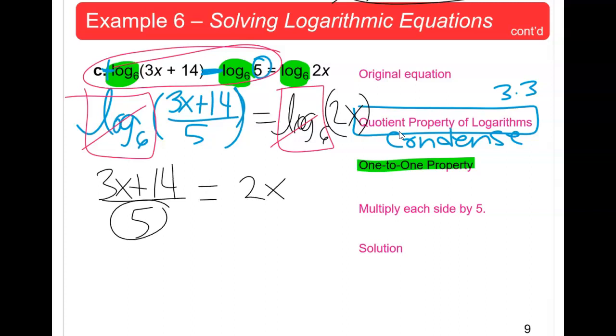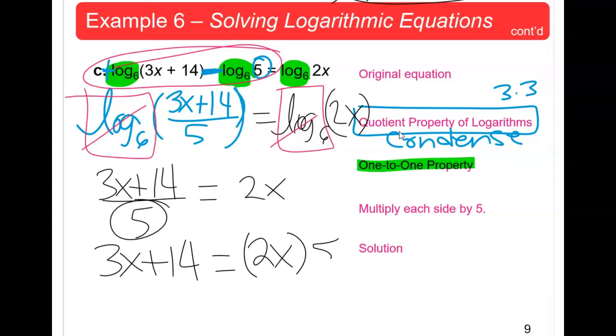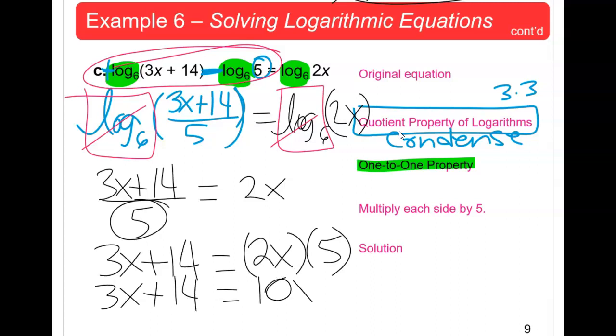The 5 is clearly dividing, so we're going to move it across and it will be multiplying. So we will have 2x times 5, and so we will have 3x plus 14 is equal to 10x.